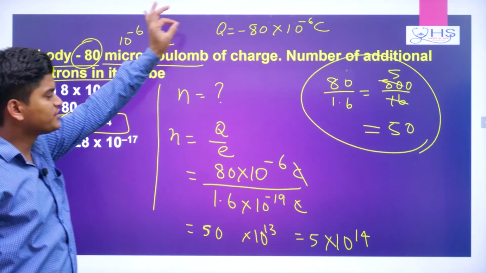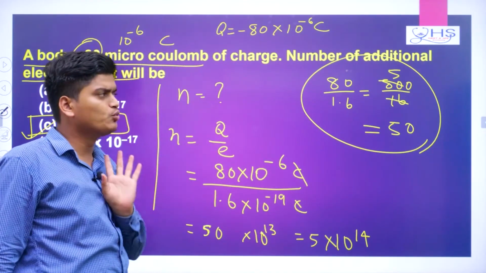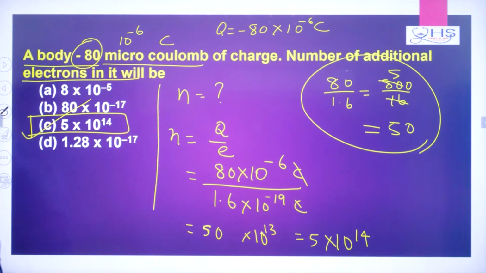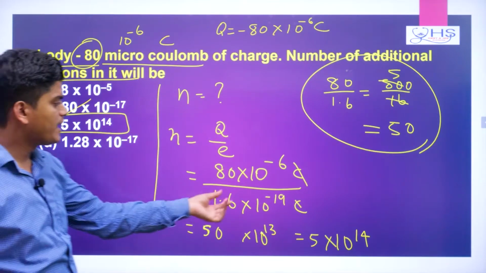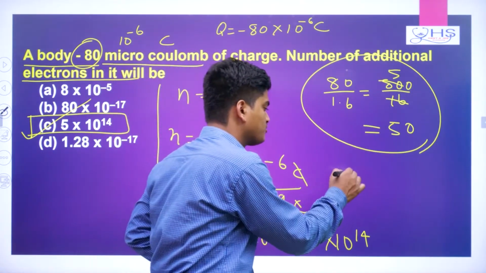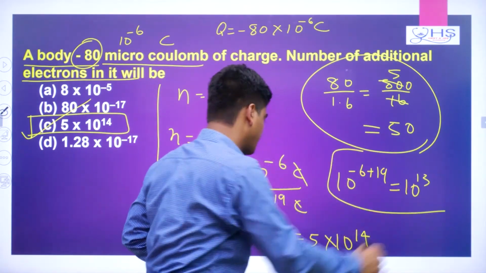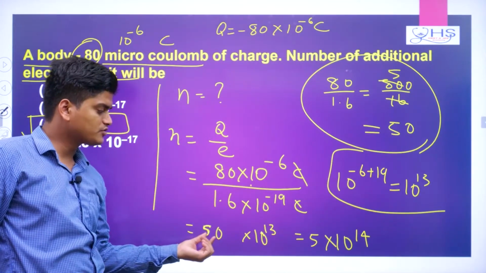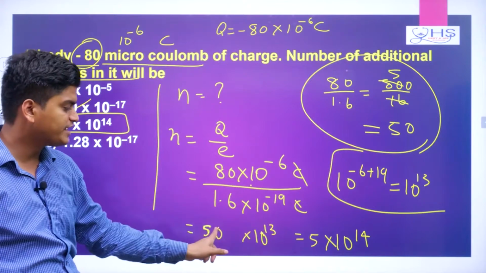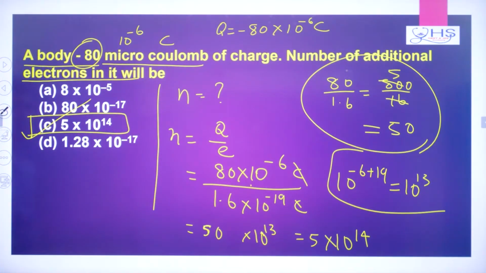Whenever charge is given, how to find the number of electrons? I hope you understand. N equal to basically Q by E. So here 80 divided by 1.6, that is coming 50, and 10 to the minus 19 will go up and become plus 19, so 10 to the minus 6 plus 19 becomes 10 to the power 13. So 50 into 10 to the power 13 is nothing but 5 into 10 to the power 14, because it will add the powers. So 5 into 10 to the power 14 is your answer.